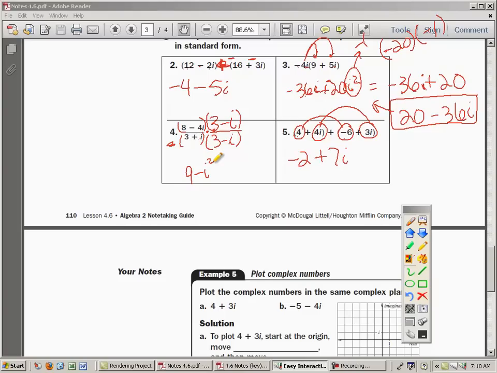This is going to be i squared, which is -1. And so it's 9 take away -1. Well, 9 take away -1 is the same thing as 9 plus 1, which is 10. So the denominator of my fraction is simply 10. On the top, though, we do need to do a little bit of work with this.